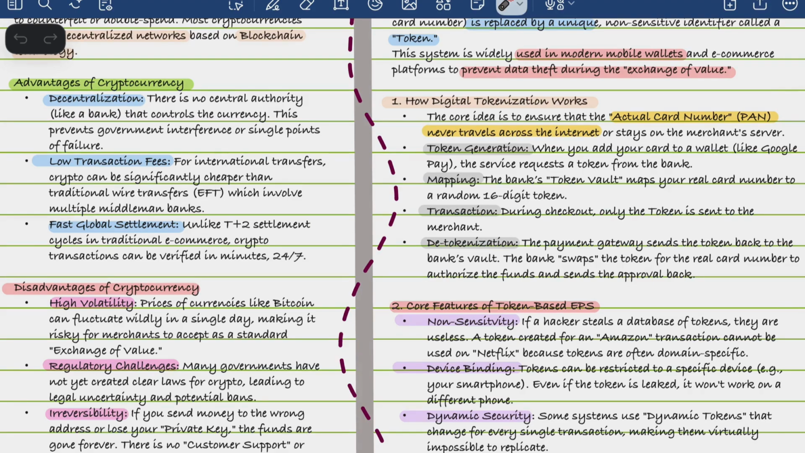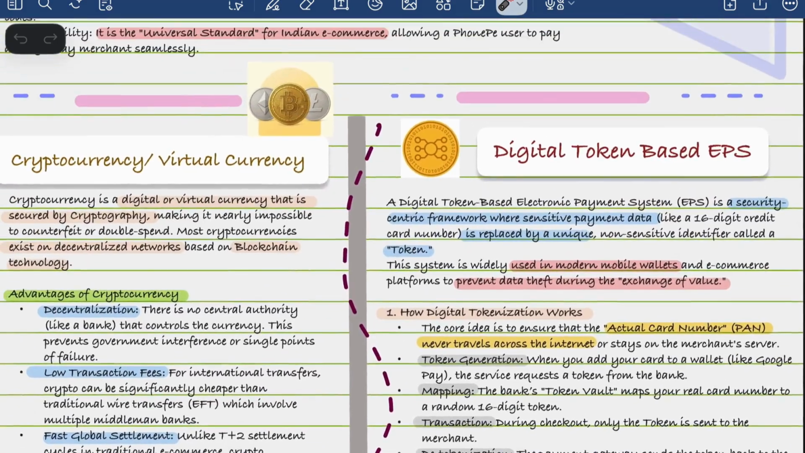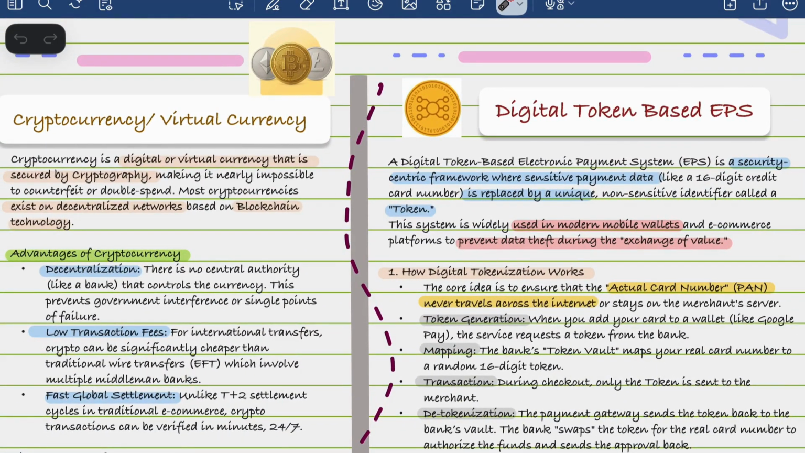So this was an overview of how cryptocurrency works, right? And next we'll talk about digital token based EPS. So in simple terms, tokenization is an advanced security framework where consumer sensitive data, like I told you, a 16 digit credit card number, is completely replaced by a unique non sensitive mathematical identifier called a token. This is what tokenization is, encrypting the data.